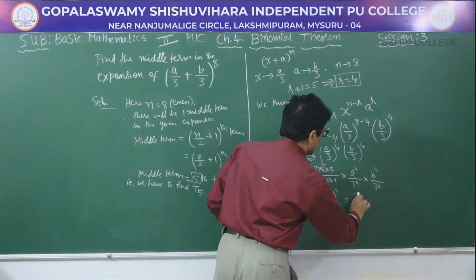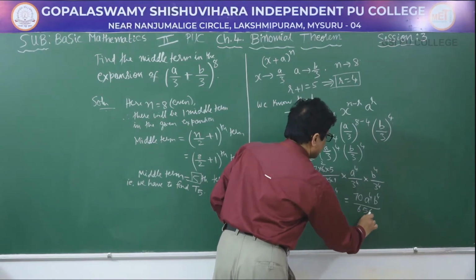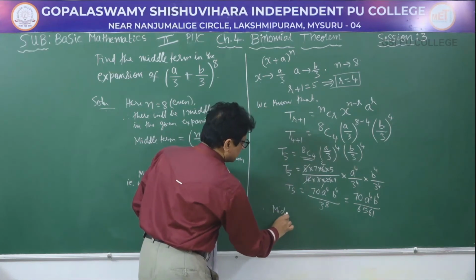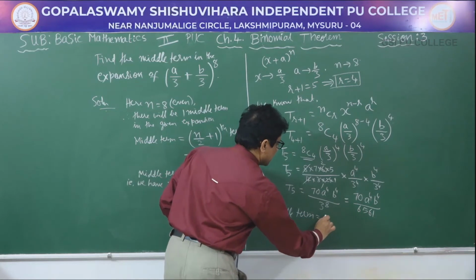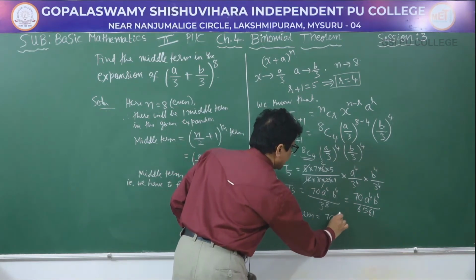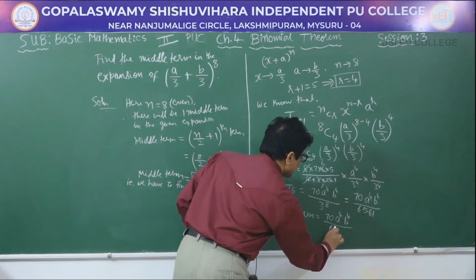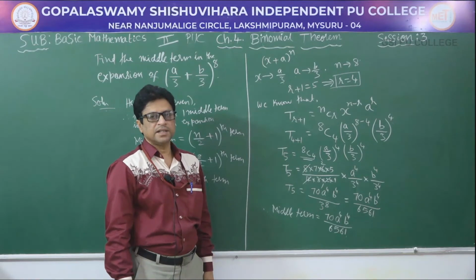So this is nothing but 70 a power 4 into b power 4 divided by 6561. Therefore, middle term equals 70 a power 4 b power 4 divided by 6561. That completes this problem.